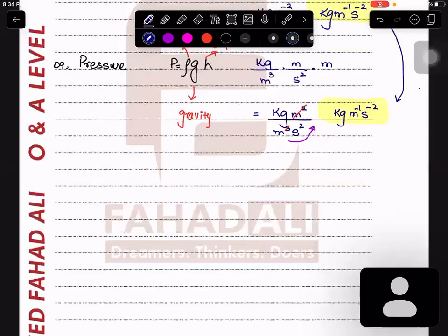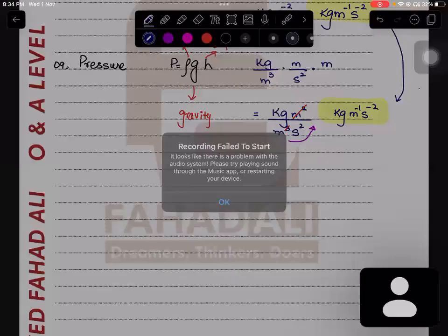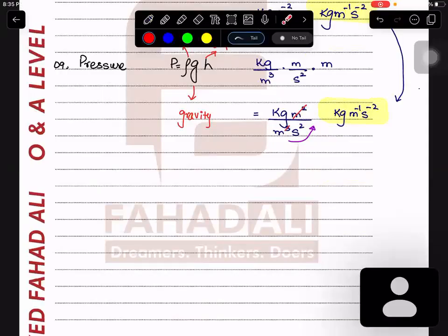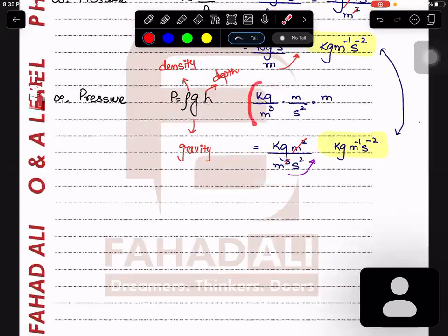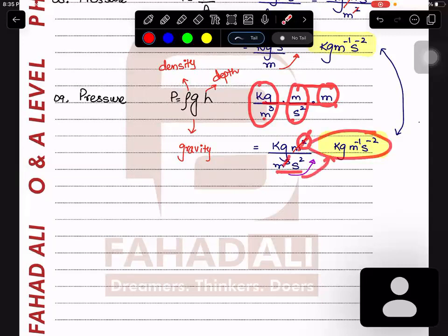Sir, sorry, please repeat once. I'll repeat it. If we talk about the formula, the density is given by kilogram per meter cube, gravity is meter per second square, depth is meter. So simplifying will give me meter into meter is meter square, over m cube s square. Cancelling this, simplifying will give me this thing. Clear? Yes, sir.